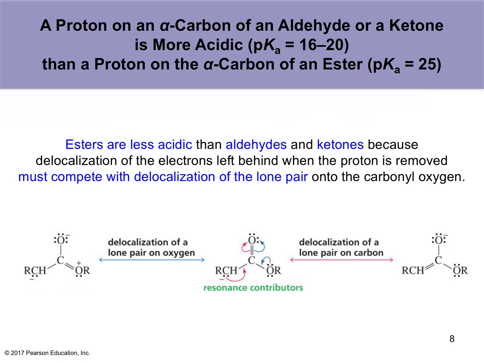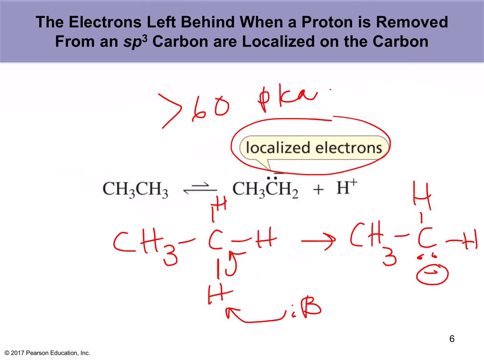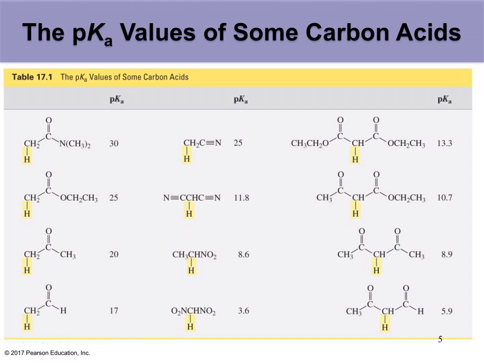Okay, a proton on the alpha carbon of an aldehyde or a ketone is more acidic, pKa 16 to 20, than a proton on the alpha carbon of an ester. Remember, we talked about that earlier in this chart, that for the aldehyde or a ketone, the pKa values are 17 and 20, and the ester pKa value is about 25. In general, aldehydes and ketones are in the range 17 to 20 and esters 25.